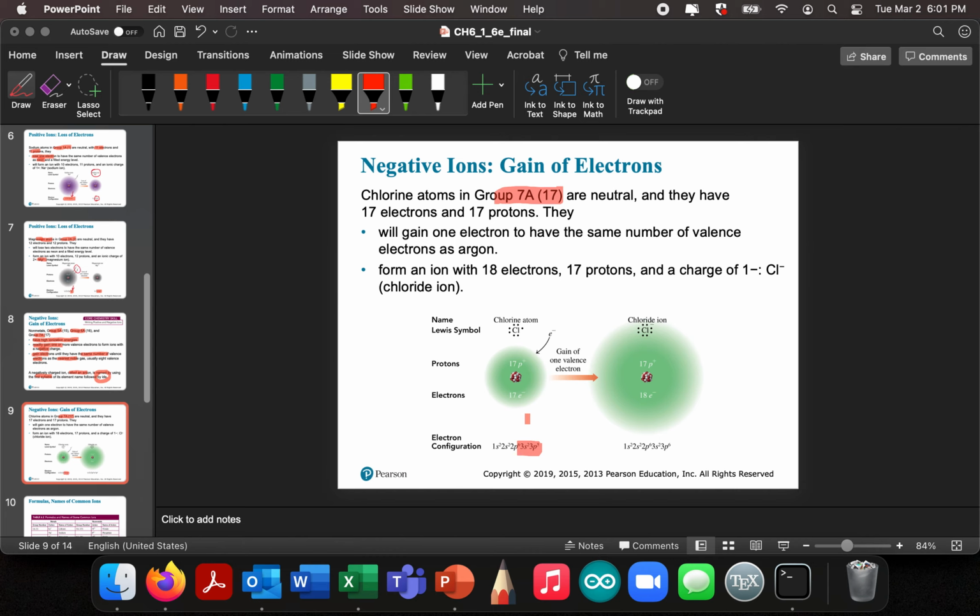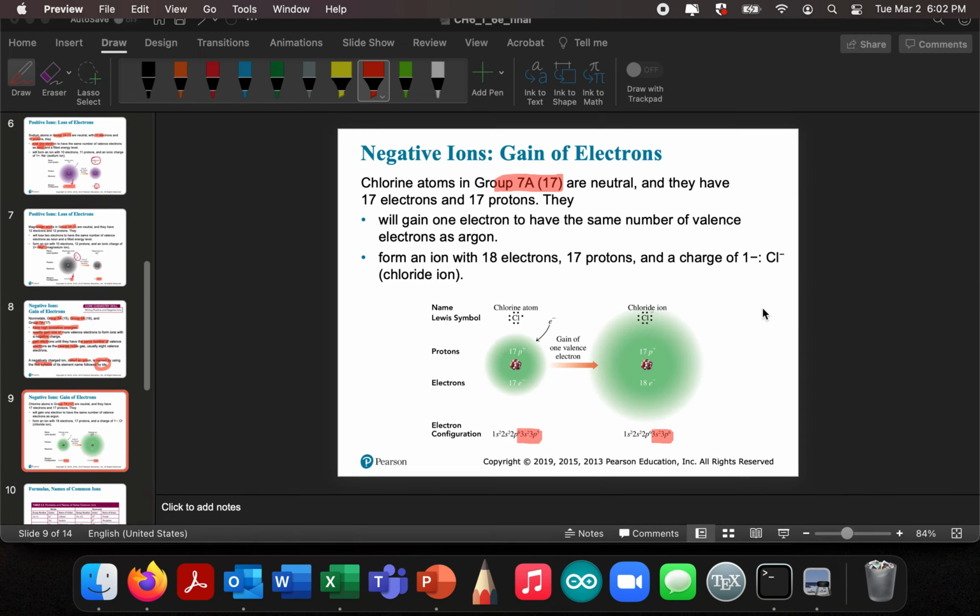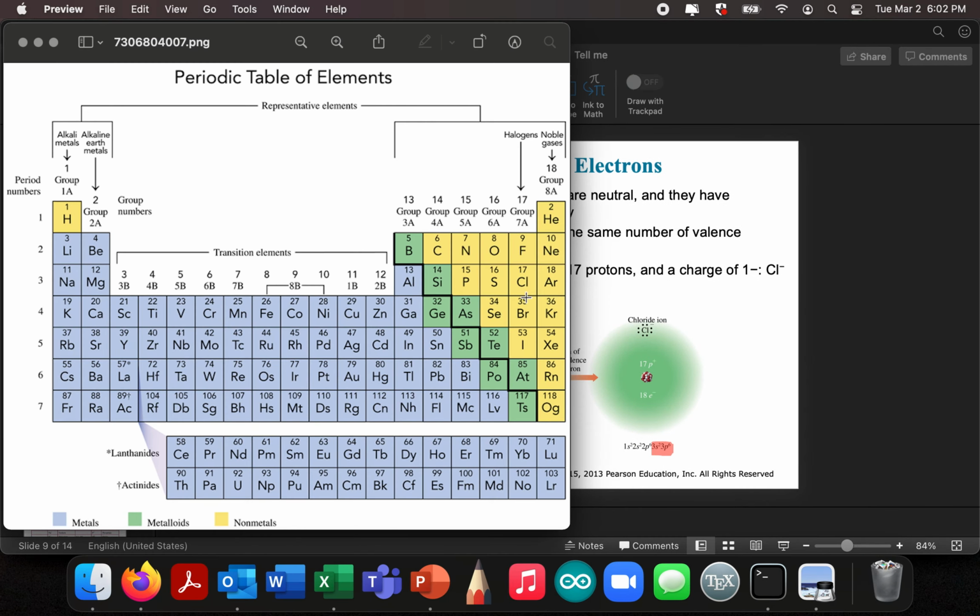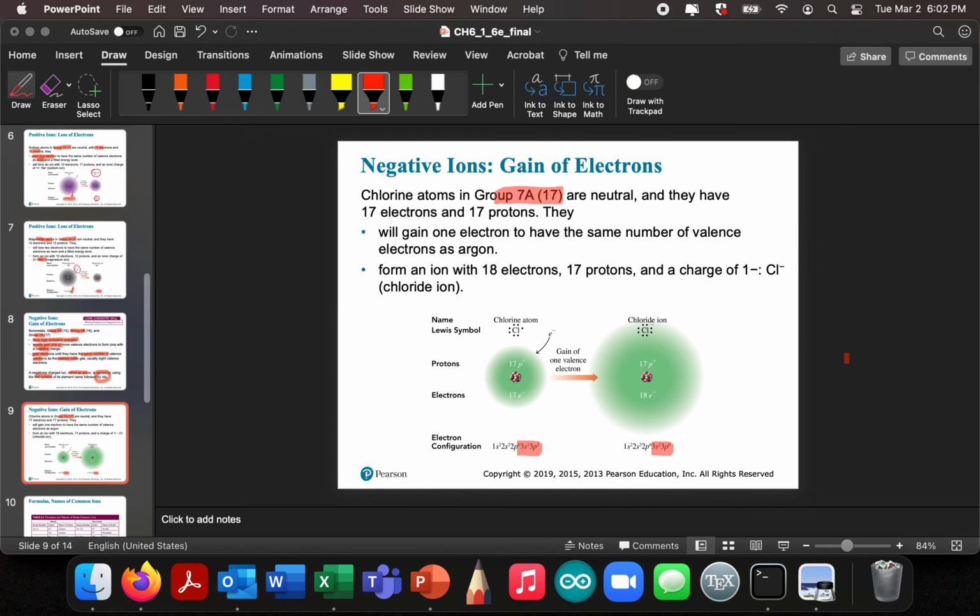Do you see that? 3s2, 3p5. That's 7 electrons in its outer shell. If we give it 1 more electron, then it has 8 in its outer shell: 3s2, 3p6, right? And so it will have the same electronic configuration as argon right there, right?